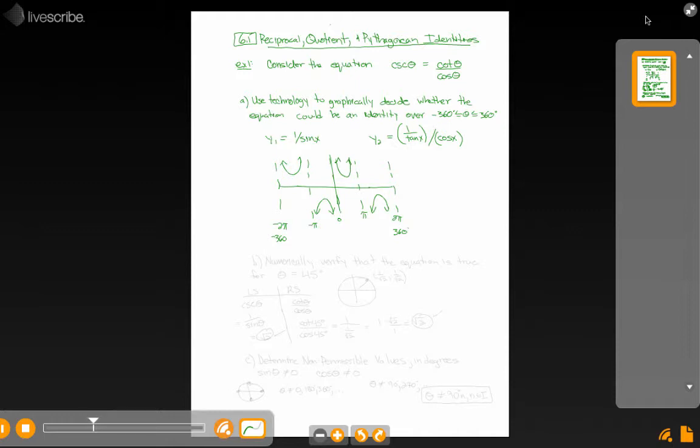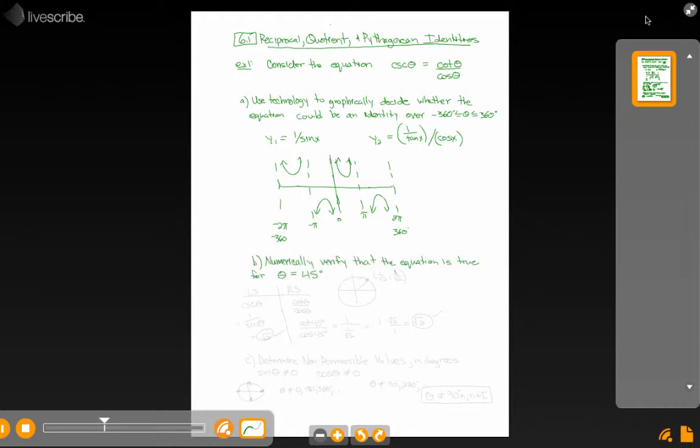The fact is, when you draw y1 or y2, they draw the same curve. So you could definitely decide that graphically it sure looks like it's an identity. You're not getting two separate graphs that are intersecting each other. You're getting one graph drawn twice by two different sides of the equation.